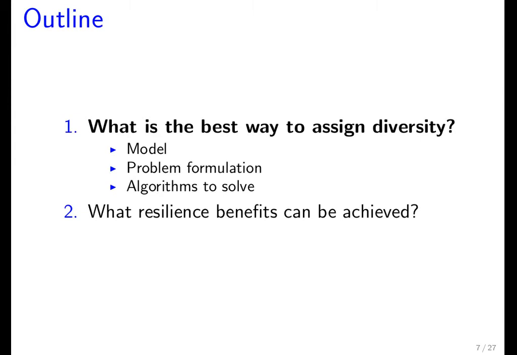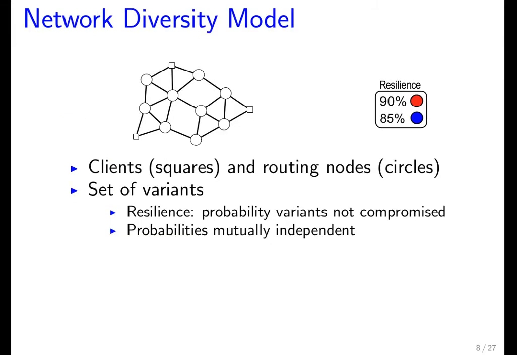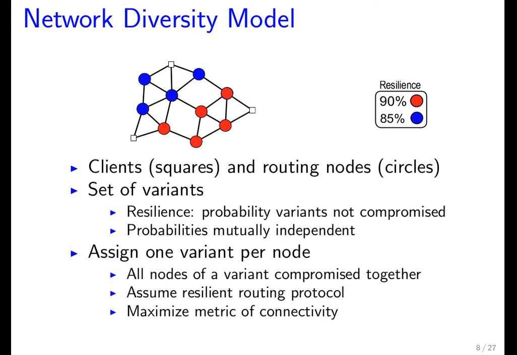So for the problem, we're going to first look at the model we assume, the formulation of the specific problem, and algorithms we chose to solve the problem. So we assume that there are a set of clients that need connectivity through a set of routing nodes. And we have a set of variants. Each variant has a resilience, which is the probability that that variant is not compromised. And we assume these probabilities are mutually independent. And this captures the fact that these variants should have different vulnerabilities.